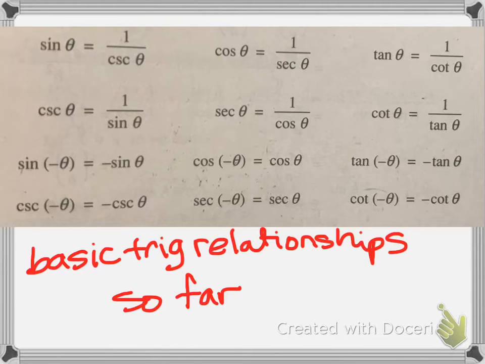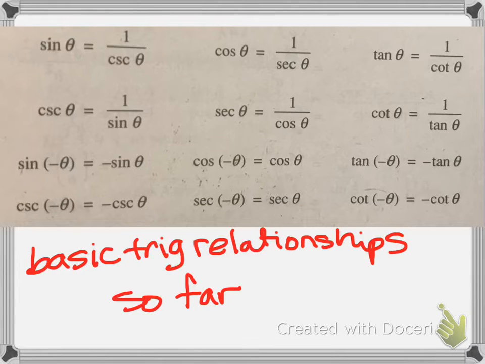So we're going to start with a quick review of the basic trig relationships that we know so far. The relationships between sine and cosecant, between cosine and secant, and between tangent and cotangent. Just remember those are inverses of each other.